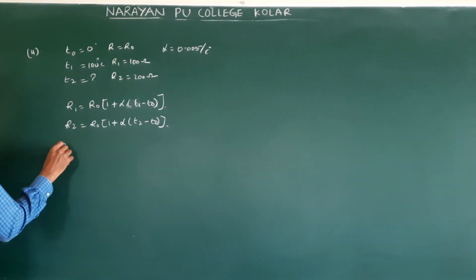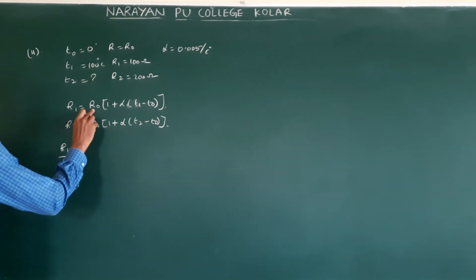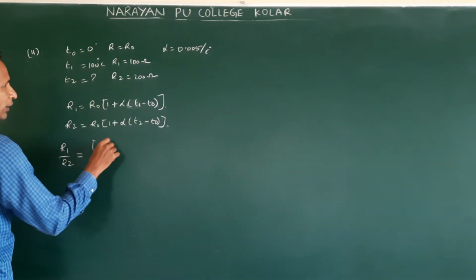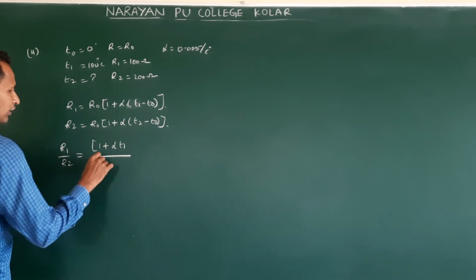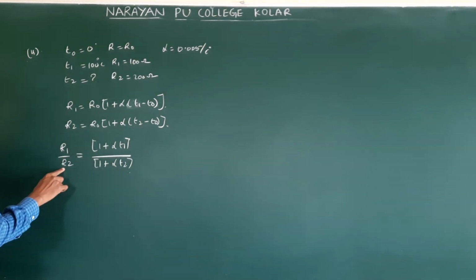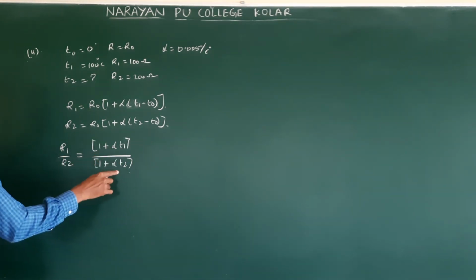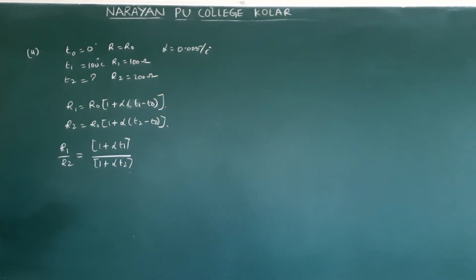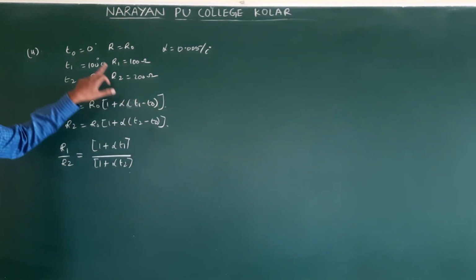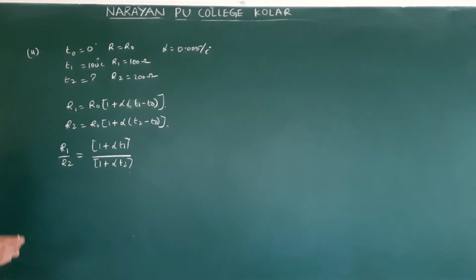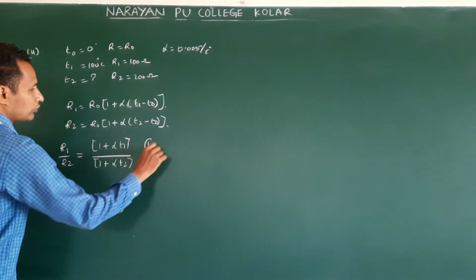Or if you divide R1 by R2, what do you get? R0 will be cancelled. T0 will be what? 0 degree. So this we can write (1 plus alpha T1) by (1 plus alpha T2). R1, R2 there, right? Alpha is there, T1 is there, T2 you can get the answer. This answer is 400 degrees Celsius. So option 4. Next. Here T0 not cancelled. T0 value 0, T1 minus 0, T2 minus 0.